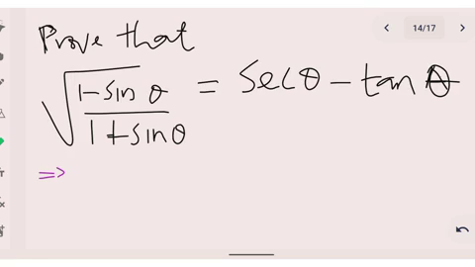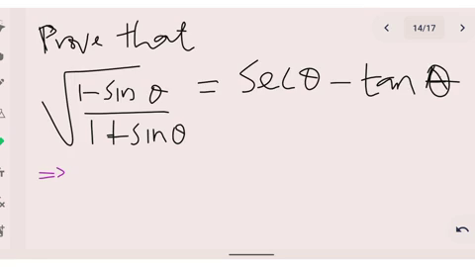In today's tutorial, we are going to be solving the problem we are having on my board. Now, the question says we should prove that the square root of (1 minus sine theta) over (1 plus sine theta) equals sec theta minus tan theta. That is what we are going to be looking at.